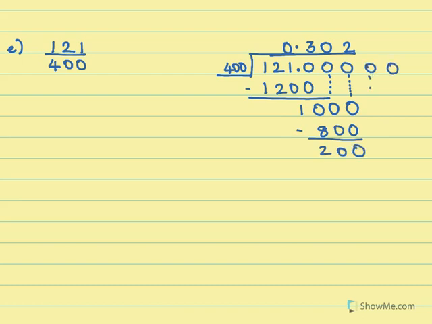We add another 2 zeros. Now we are going to get this 0 here. So 400 into 5 is 2000. So the answer here is 0.3025, terminating decimal.